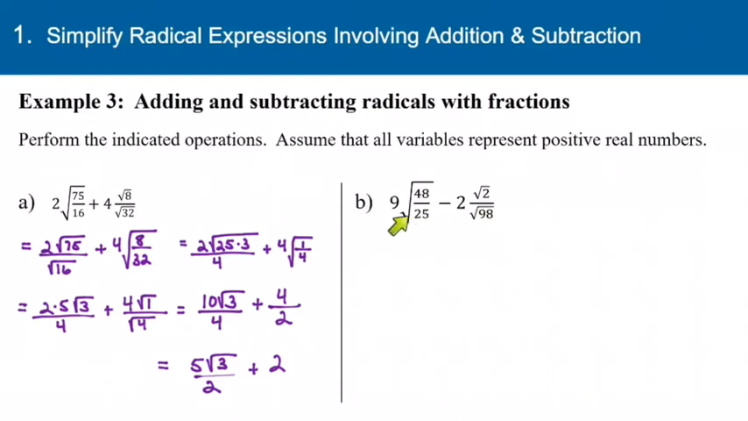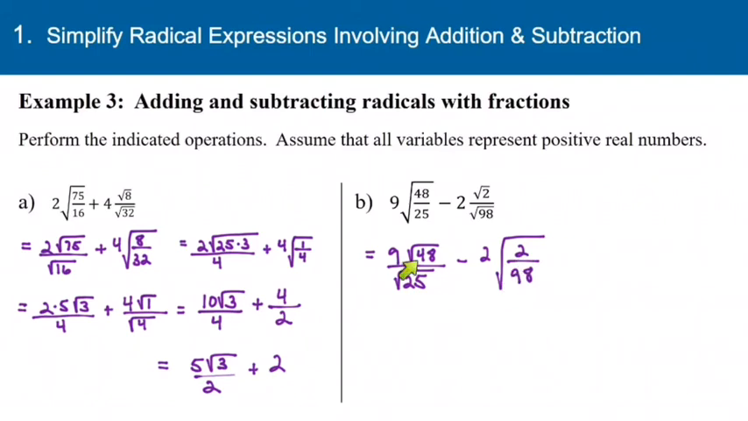Part B is very similar. You might want to pause the video and try this one on your own, but I'm also going to go through it with you. So here, let's use the quotient rule to split this up into 2 radicals and put these two radicals together. So that's going to make 9 times the square root of 48 over square root of 25 minus 2 times the square root of 2 over 98. Now I wanted to do that again because this fraction cannot be reduced, so I may as well simplify each radical separately. But if this were one fraction under one radical, it could be reduced, so I did that.